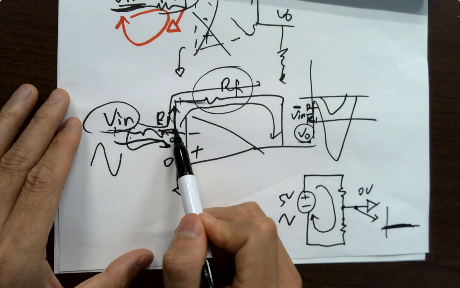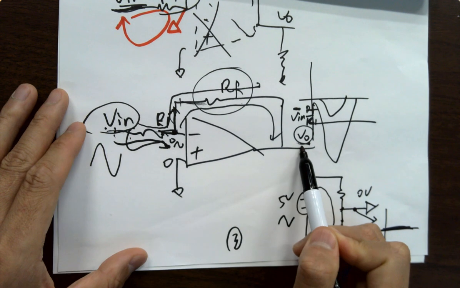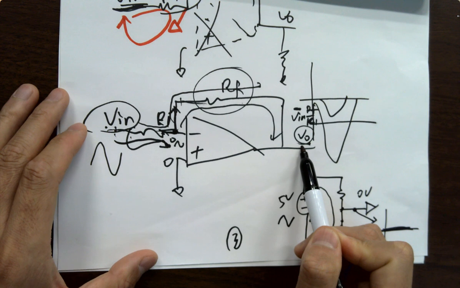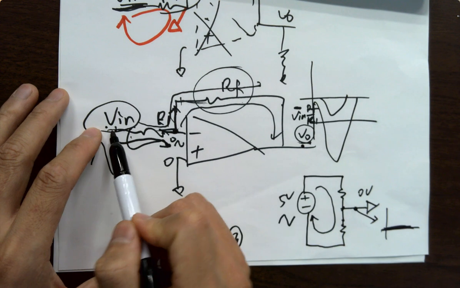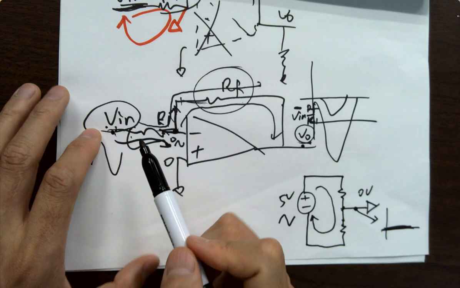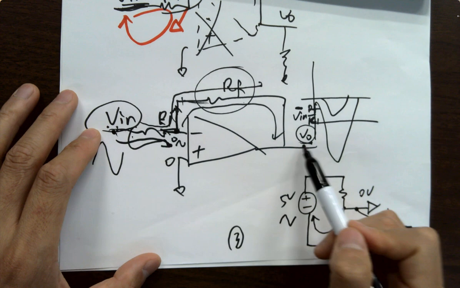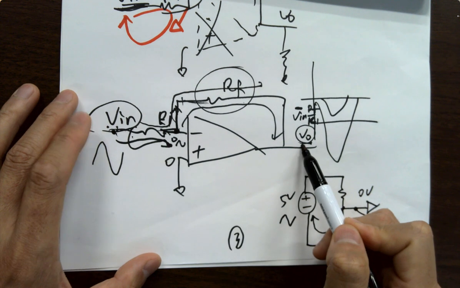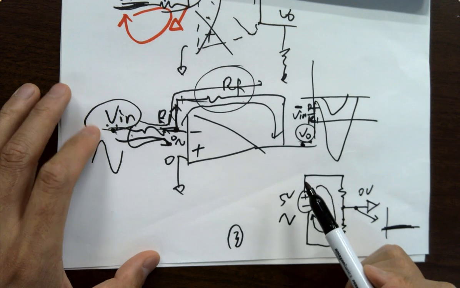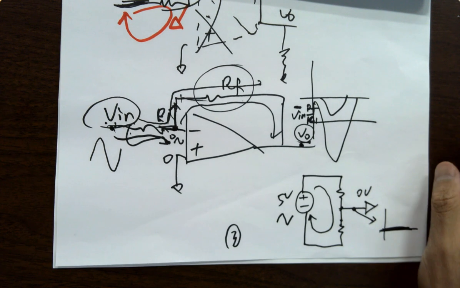The voltage is 0 volts here, and V in here, and V out here. And if V in's a sine wave, V in could be a sine wave, could be a DC voltage, doesn't matter. Would V out also be a sine wave? V out, yeah, if V in is a sine wave, V out will be a sine wave, but inverted. Okay?